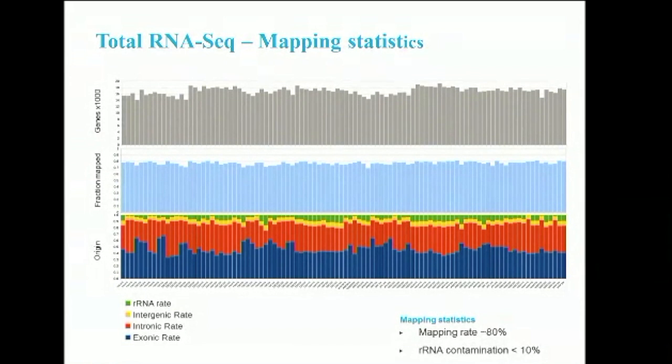And we get a distribution of origins of the reads that is very consistent with what we expect for total RNA-Seq data, with about half of it derived from exonic regions, another 40% coming from intronic regions, but we also get a lot of reads coming from intergenic regions, and these are interesting because we can actually start looking at non-coding gene expression in these data sets as well.